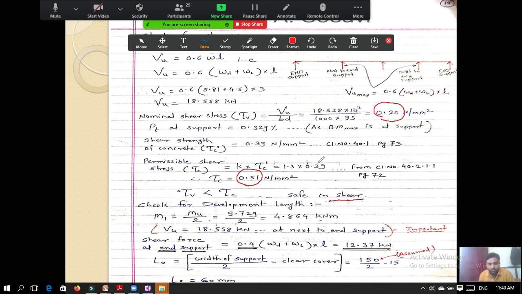Now we will move to the last check, that is the check for development length. For this check, I have already told you the formula in the last lecture itself, and that same formula we are going to apply over here to calculate the development length. Okay, so I will first of all clear all this.